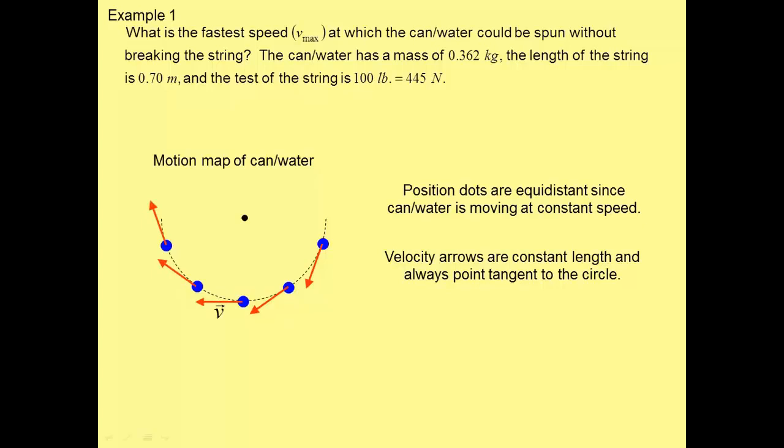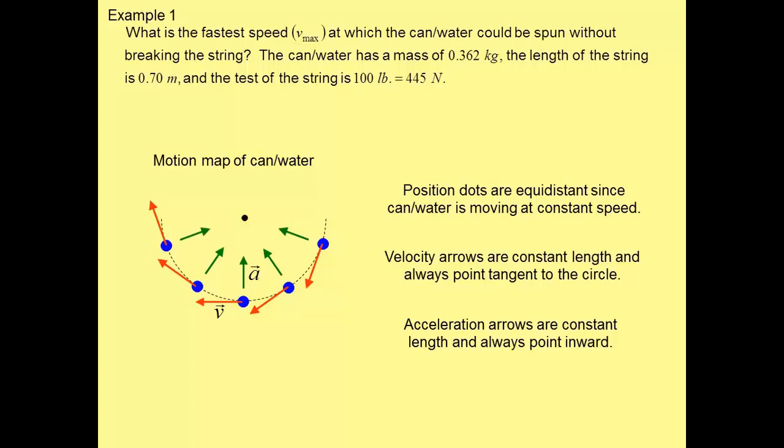Now notice here these velocity arrows are turning as we go from point to point, and they're kind of turning inward. That's because the acceleration is acting inward. And since it's a constant speed, the acceleration is constant, and therefore the acceleration arrows will be the same length, but always pointing inward towards the center. So there's the acceleration. There's the acceleration. At the bottom, the acceleration is upward, inward, inward.